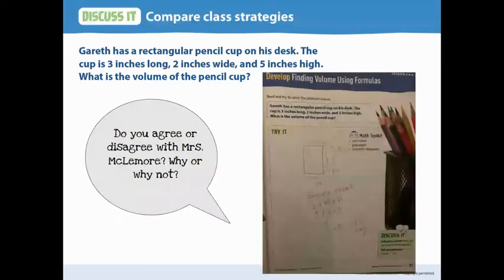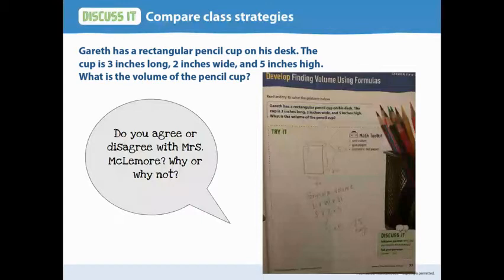Let's compare strategy. So if we were in class, we would be turning, talking, and showing each other's work, but we're not. So now you get to compare it against my work. So here I've solved my problem. I'm going to explain my thinking, because that's what we would do in class. I actually drew a model. I pictured it in my head.